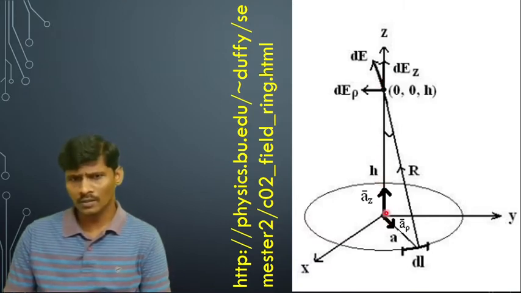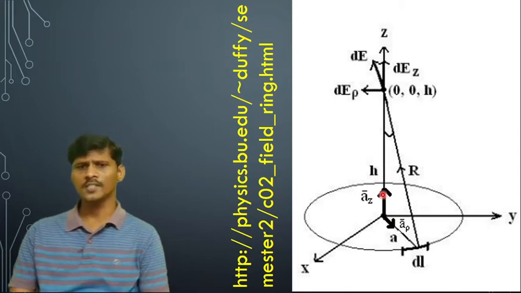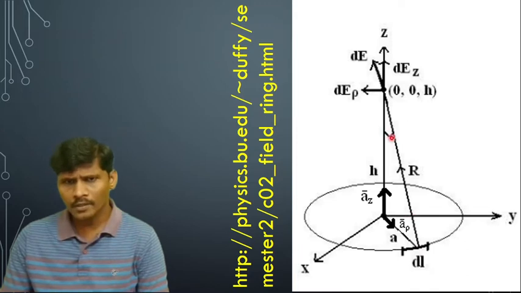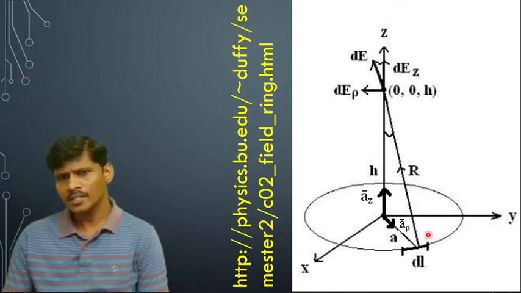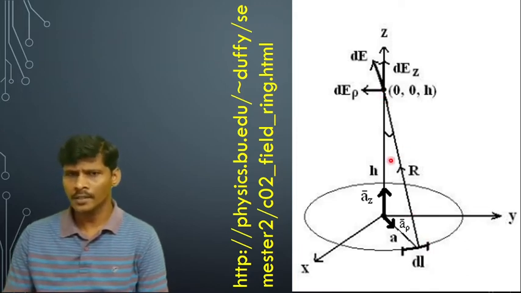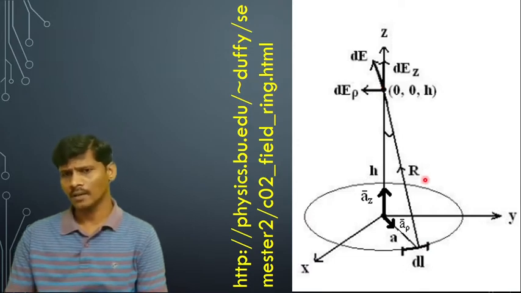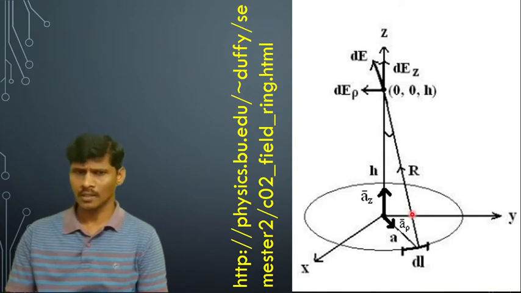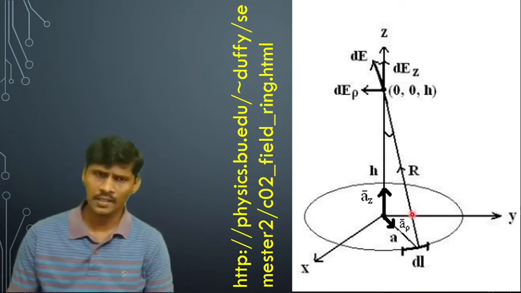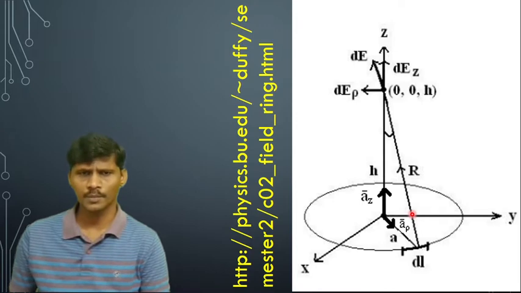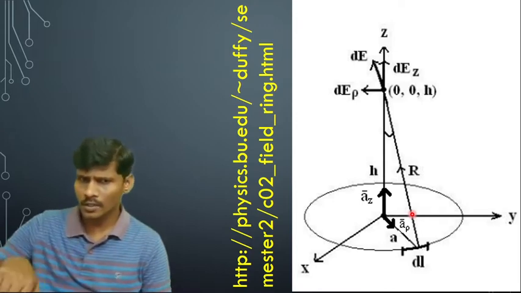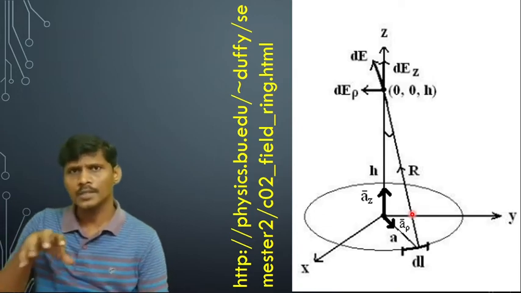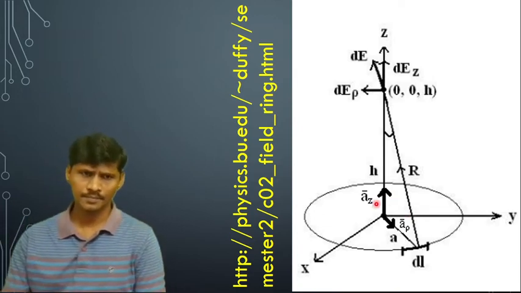Because of that, along this direction the unit vector is az bar. Draw the vector line from the elementary length to the point P. The distance between these two points, elementary length and point P, is considered as capital R. Along this direction, the unit vector is a suffix capital R bar. Calculate the electric field intensity at point P due to the charged circular ring. The charged circular ring is placed in the xy plane, center at the origin.